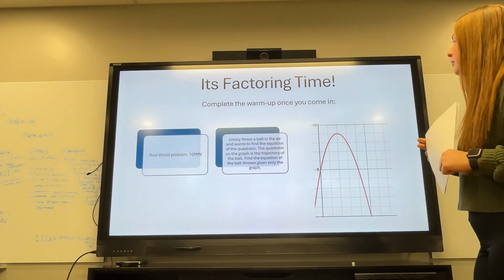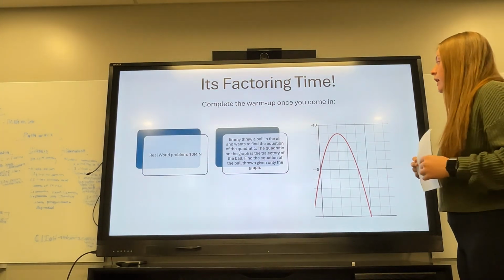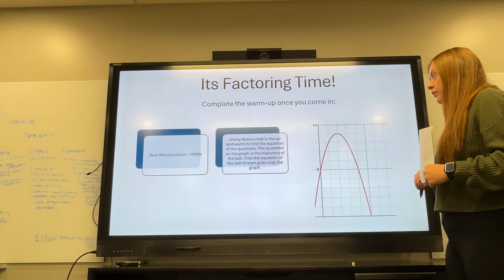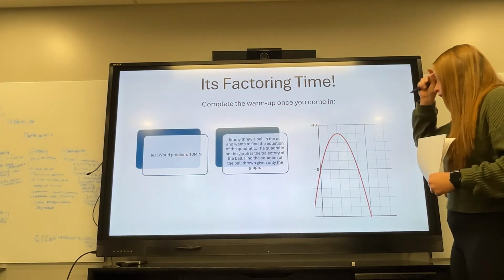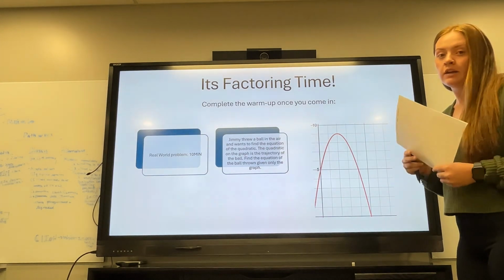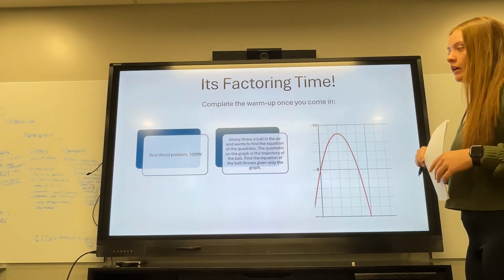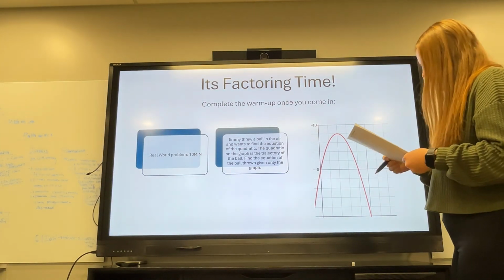So Jimmy threw a ball in the air and wants to find the equation of the quadratic. The quadratic on the graph is the trajectory of the ball. Find the equation of the ball thrown given only the graph. And then this is your graph right here. Then you'll go ahead and use that. So you can pause the video and go ahead and do it. And then I'm just gonna go ahead and work it right now. So pause the video and then go ahead and do it.